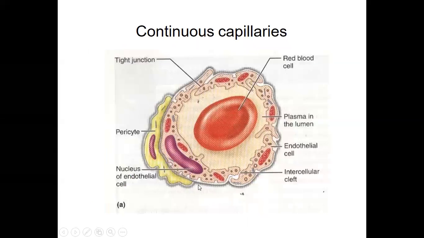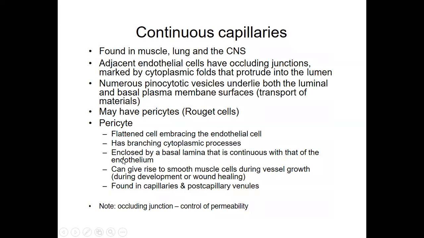You can see the gray line; the gray color is the basal lamina, which is continuous with that of the endothelium. This pericyte can give rise to smooth muscle cells during vessel growth, development, or wound healing. Pericytes can be found in capillaries and postcapillary venules.